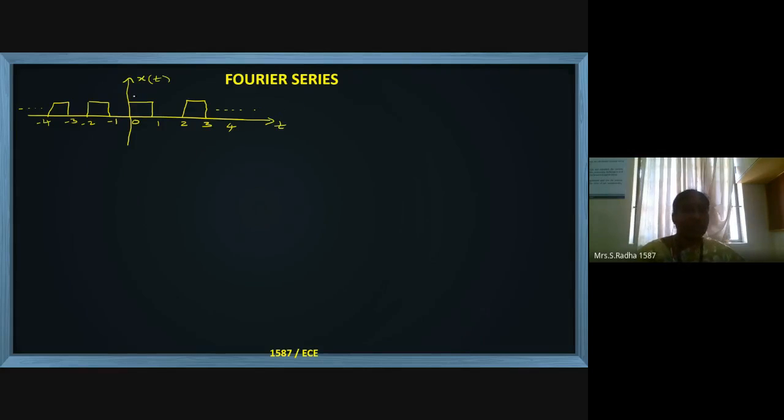Let this be a height of 4 units. For any signal, we have parameters like amplitude, frequency, and phase angle. All these are parameters of the signal which give its characteristics. And this is also a periodic signal, because the same thing is getting repeated again and again.